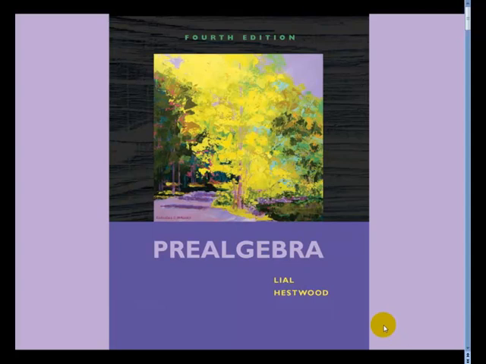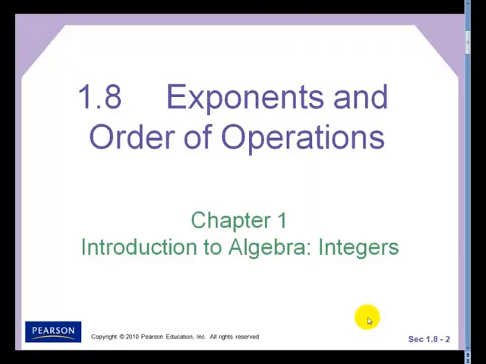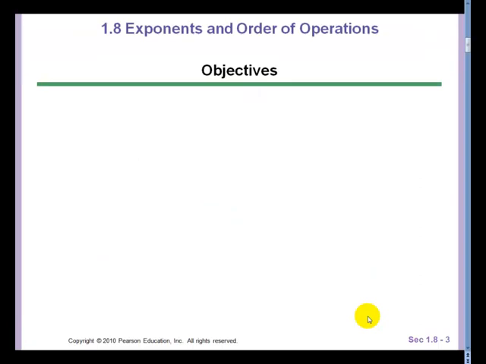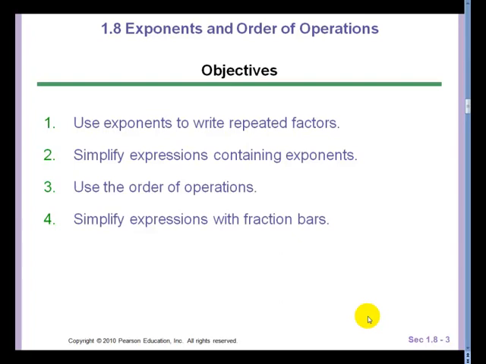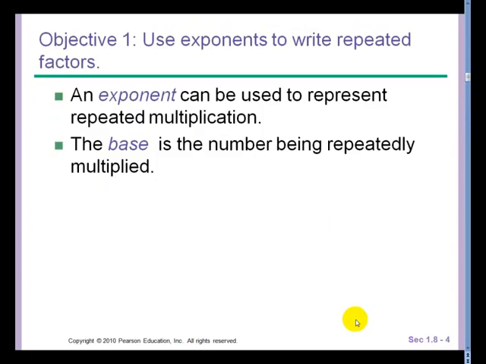Welcome again to Math 800 Pre-Algebra. Today we are doing section 1.8, Exponents and Order of Operations. Our objectives: 1. To use exponents to write repeated factors. 2. To simplify expressions containing exponents. 3. To use the order of operations. And 4. Simplify expressions with fraction bars.